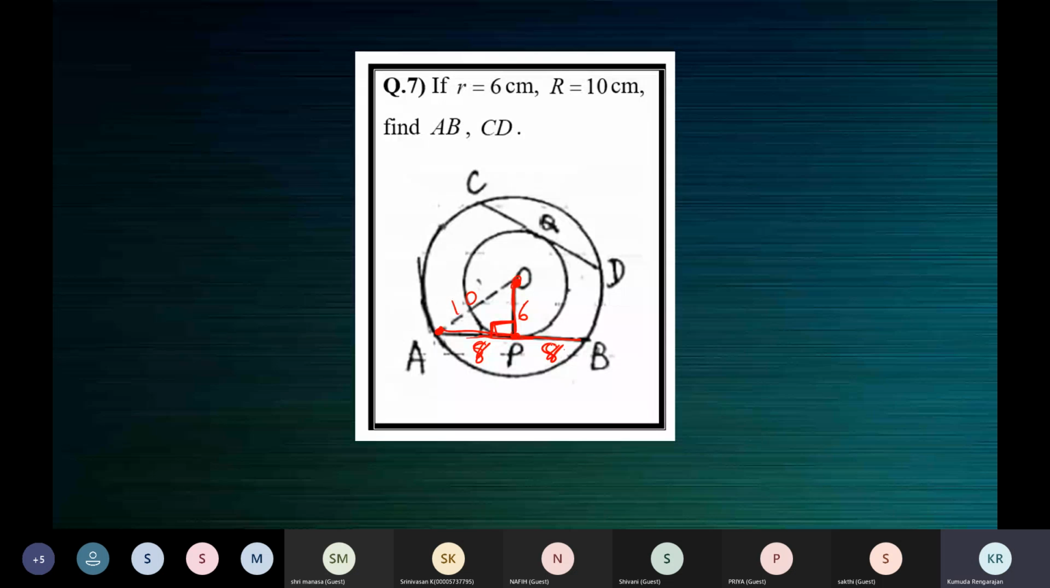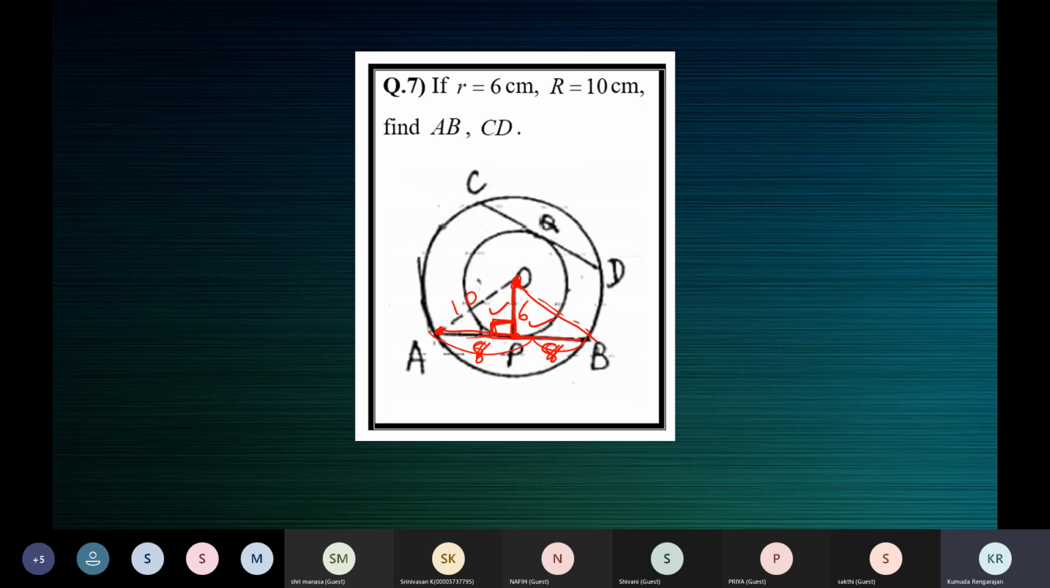Because in 9th standard we've studied the perpendicular from the center to a chord bisects the chord. Or you can also understand it like this, these two triangles are congruent if you join it. They're congruent. So AP is equal to BP, 8, 8. The length of AB is 16 centimeters.